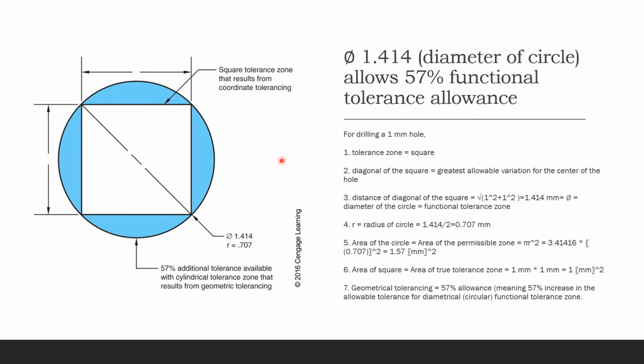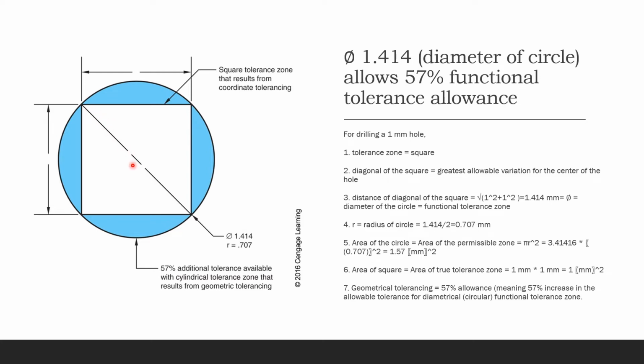Now on this slide, we're really going to take a look at drilling a 1 millimeter hole. Here you can see the tolerance zone, that's our square, which we already know is 1 millimeter. When you look at this line, that's the diagonal of that square, and we call that the greatest allowable variation for the center of that hole. When you draw a circle across all 4 points of the square, we see that the diagonal of that square is actually the diameter of this circle.